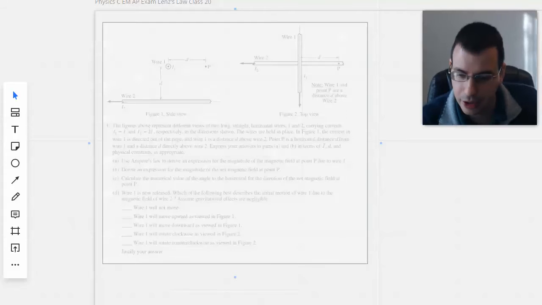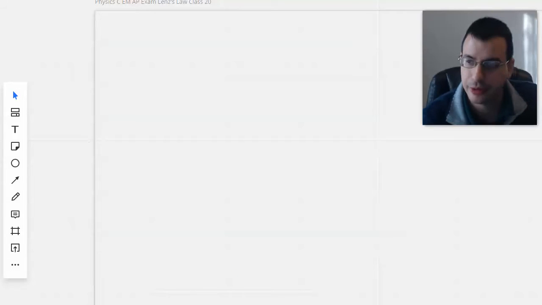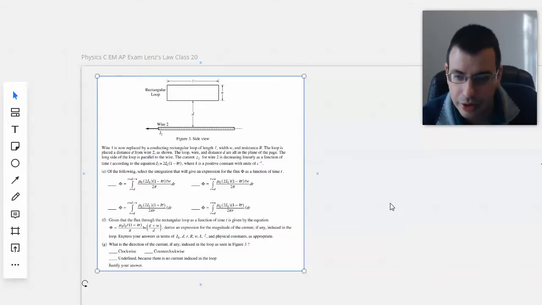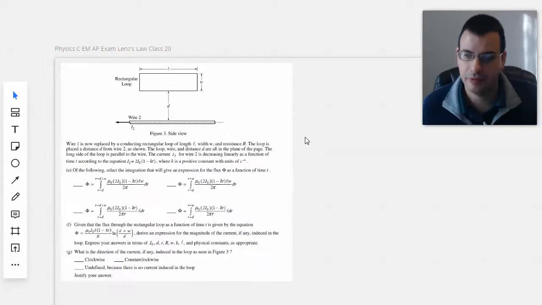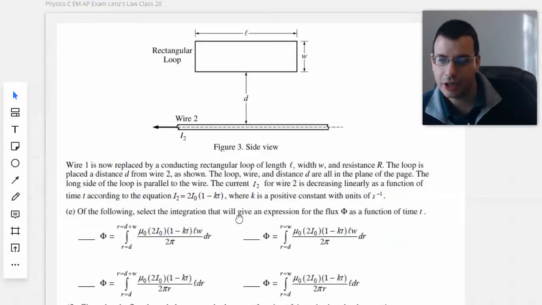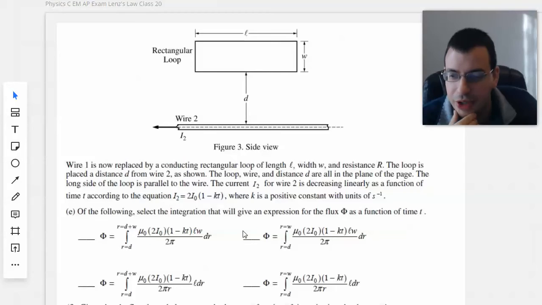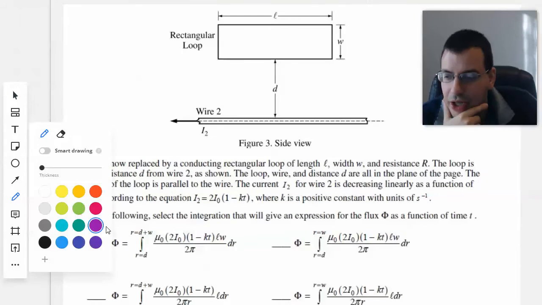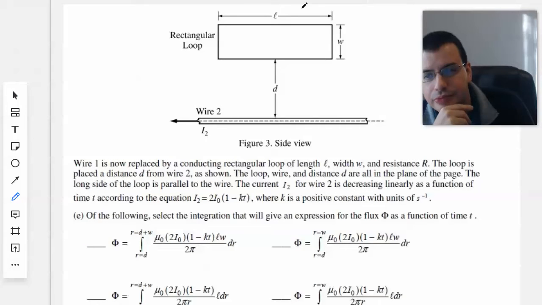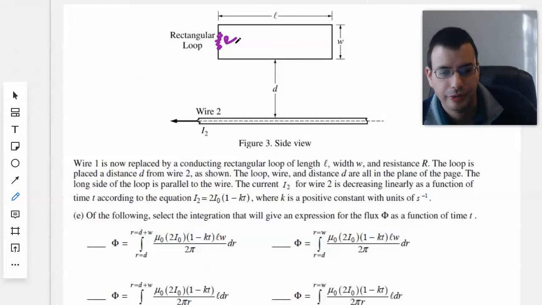Okay. Go to this guy. Bring in the new one. Center it just so it looks pretty. Zoom in appropriately. Okay. Wire 1 is now replaced by a conducting rectangular loop of length L, width W, and resistance R. I will draw in a little resistor. R.